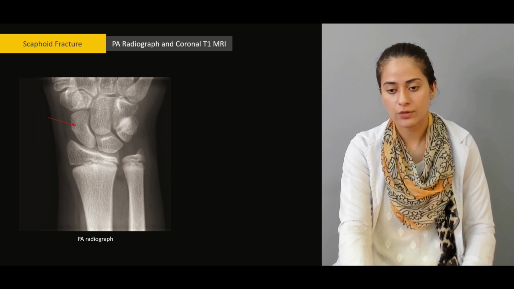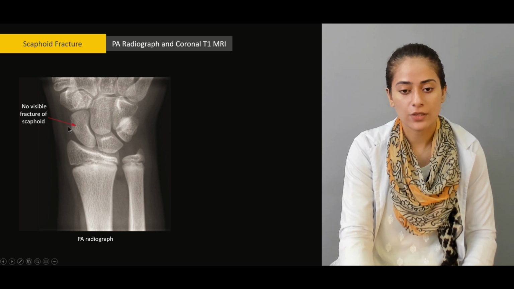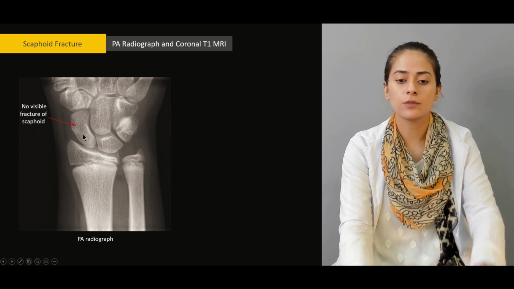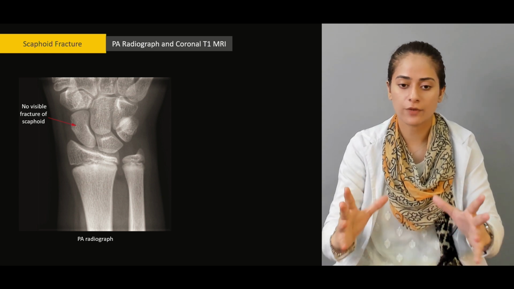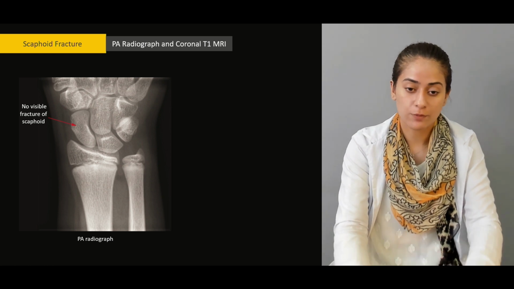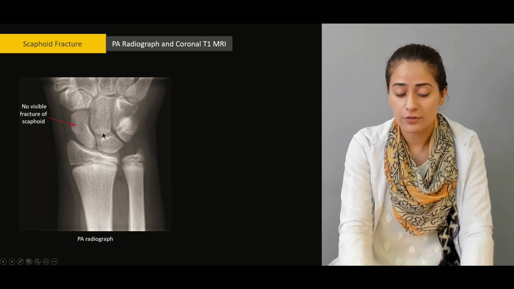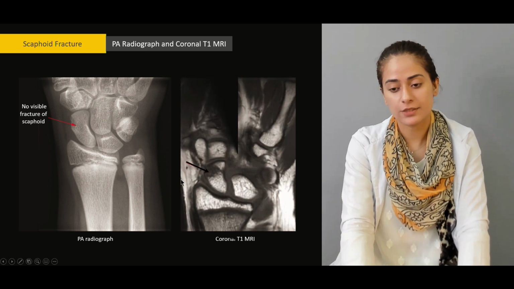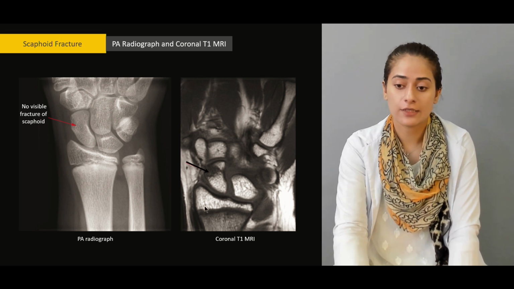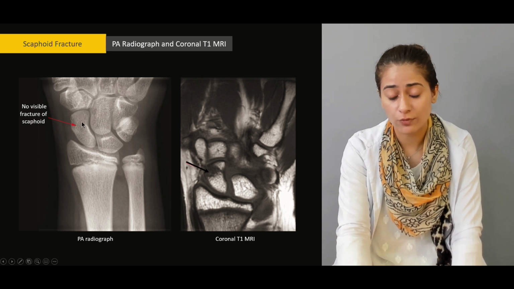So now let's see how, like I said, there is no visible fracture of scaphoid here, so it can be easily missed. You have to be a very good radiologist or a very pro to actually diagnose a fracture here. But if you look at the T1 sequence of an MRI, it's pretty visible here. So this is an entire through and through fracture here, which is not visible here at all.